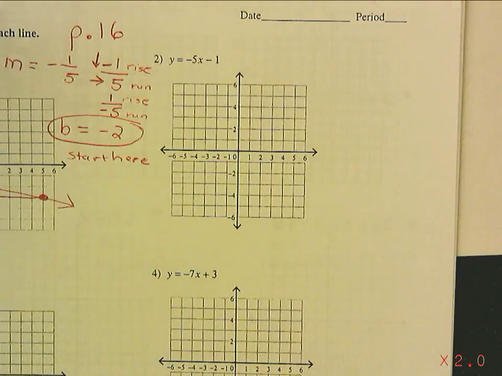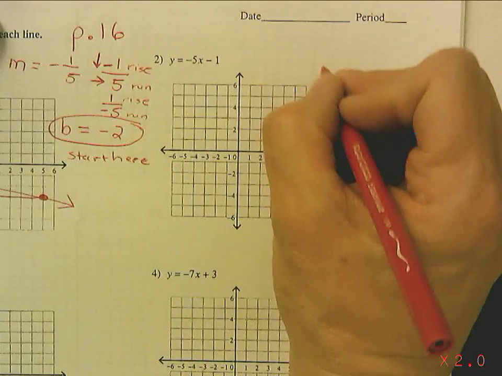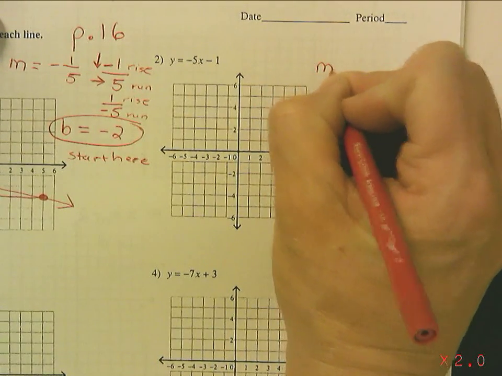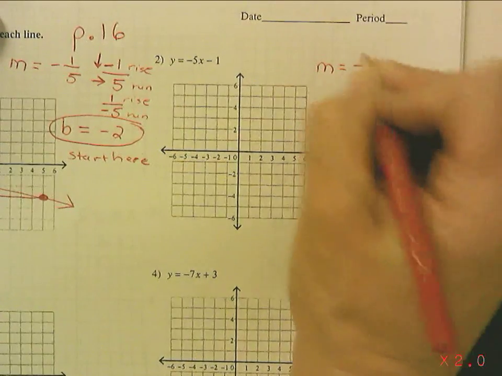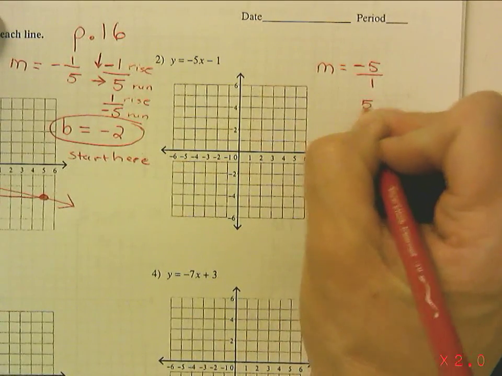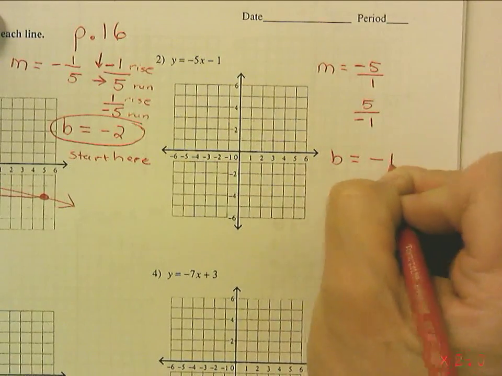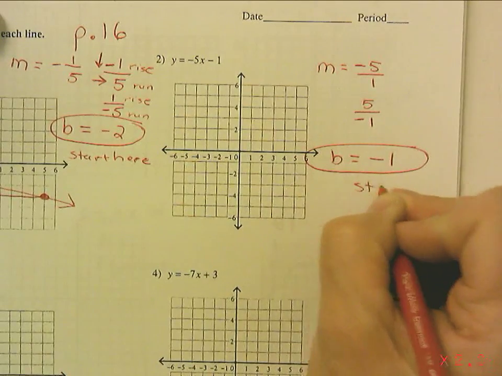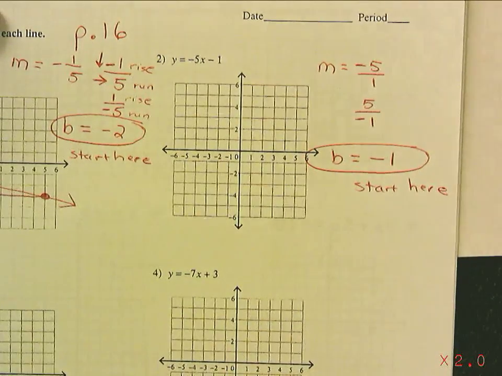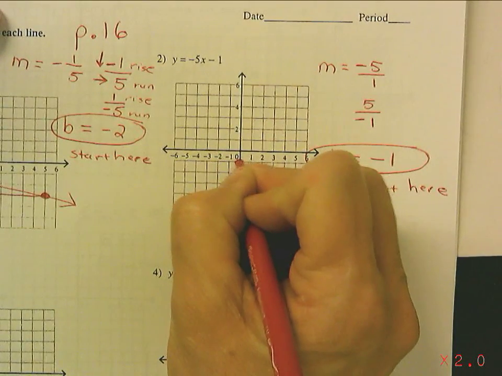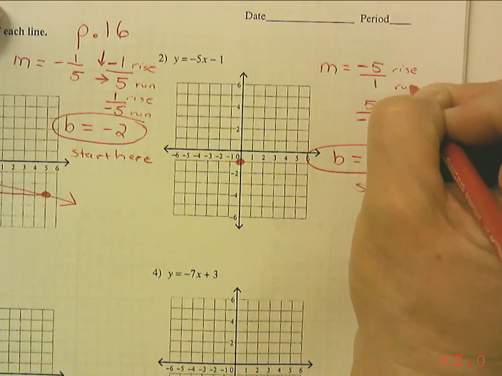For the next one, we always put it into slope-intercept form. Number 2 is already in slope-intercept form. My next step is identify the slope. I'm going to write it first with the negative in the numerator, then with the negative in the denominator. Then I write the y-intercept. I circle it and say start here. The y-intercept is on the y-axis. I go to -1. Now I rise and run.